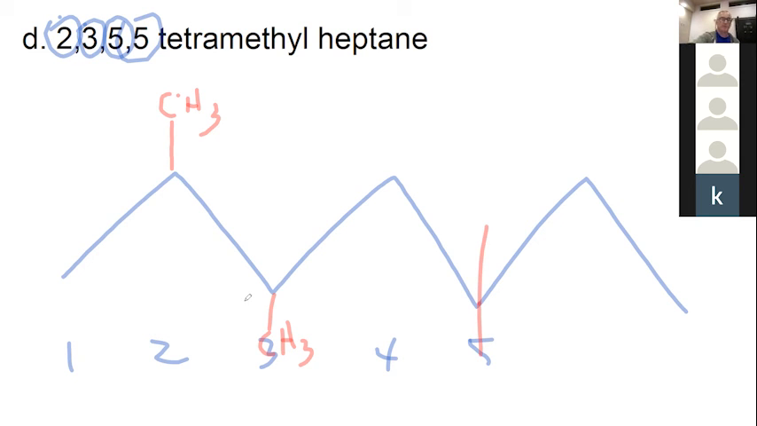Or as another group pointed out, and I think this works just fine, you could also have that. That works too. Anything that shows that this particular carbon has 4 carbon-carbon bonds. So it's bonded to this one, this one, this one, and this one. This particular carbon would have no hydrogens attached to it.